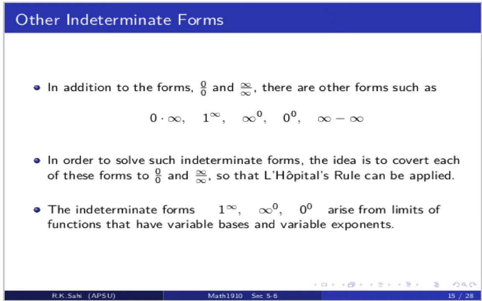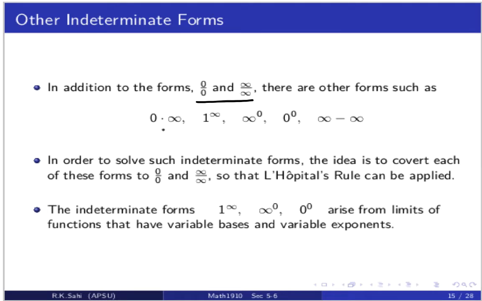Hello everyone. Today's session is the continuation on indeterminate forms and L'Hopital's rule. In the previous video session, I talked about the indeterminate forms of the kind 0 by 0 and infinity by infinity. Now there are other forms also, such as 0 times infinity, 1 to the power infinity, infinity to the power 0, 0 to the power 0, and infinity minus infinity.